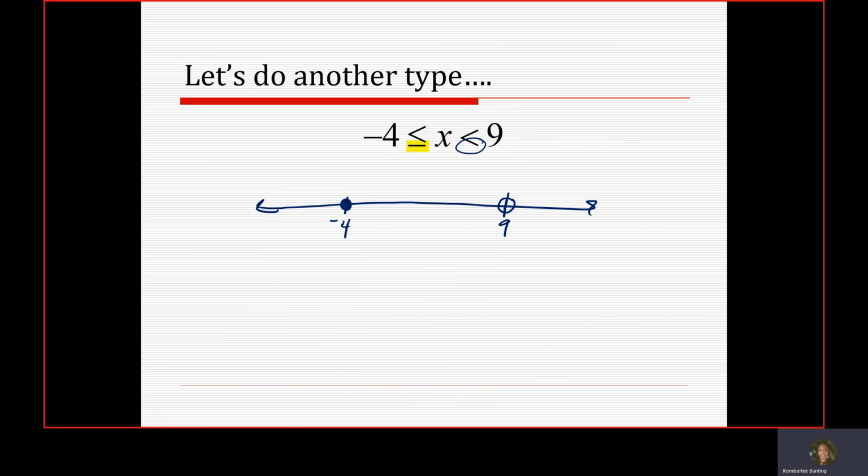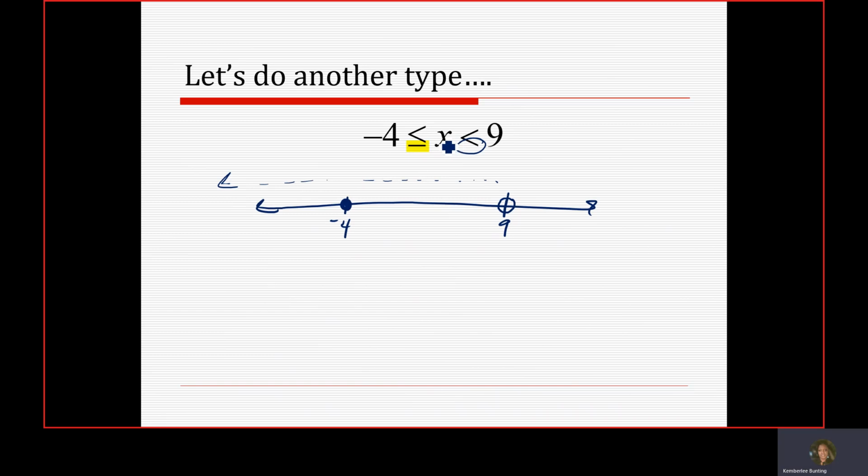All right. Now, what about the shading part? Well, X is literally right smack dab in the middle of -4 and 9, isn't it? That should be a clue that X is going to be in between these numbers. So we're going to be shading in between here, right? Because it says that X is less than 9. Well, where are the numbers less than 9? This way, right? To the left.